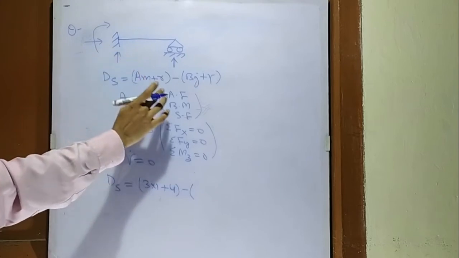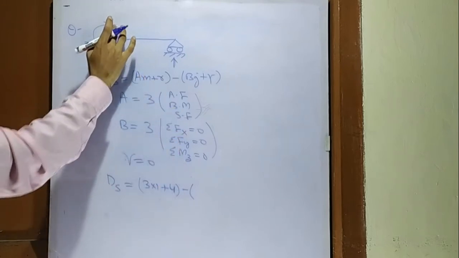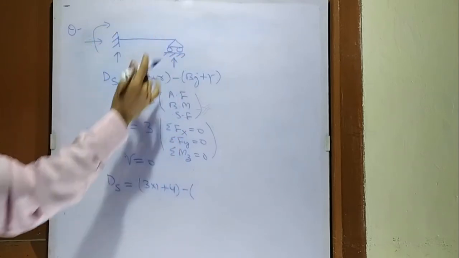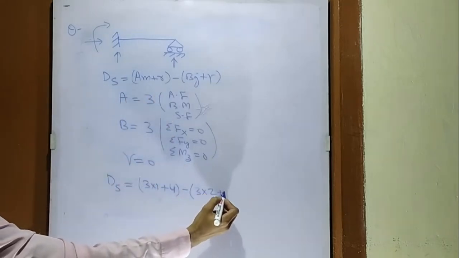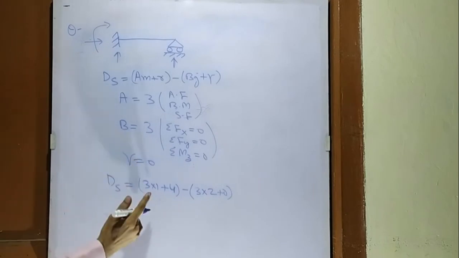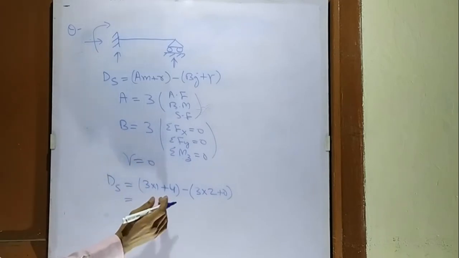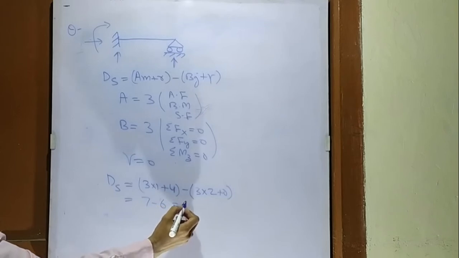Number of joints, how many joints are there in this structure? There are two joints, one this joint and the other is this. So this is equal to 3 into 2 plus 0, because the number of releases is 0. So this comes out to be 3 plus 4, 7 minus 6, which comes out to be 1.